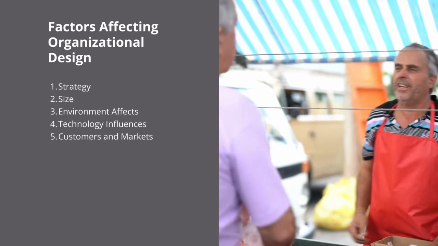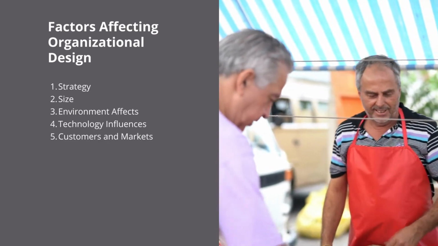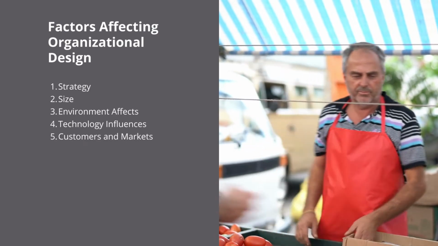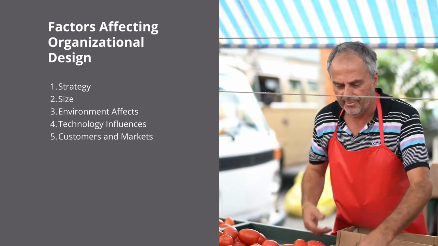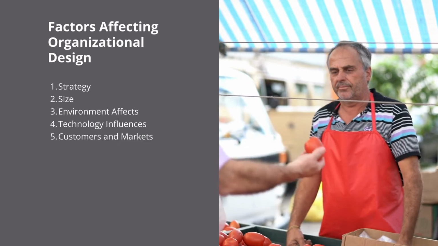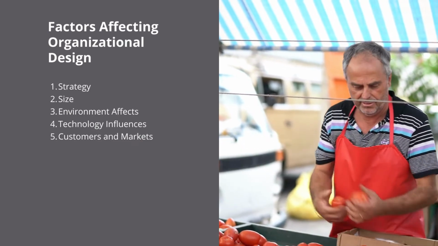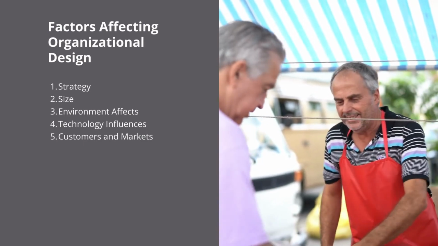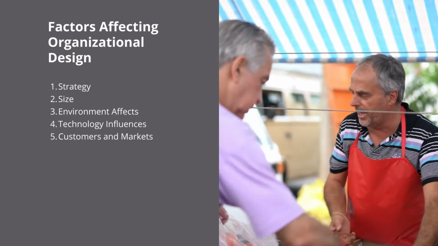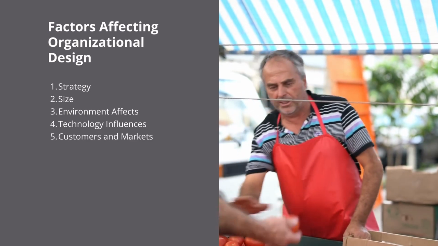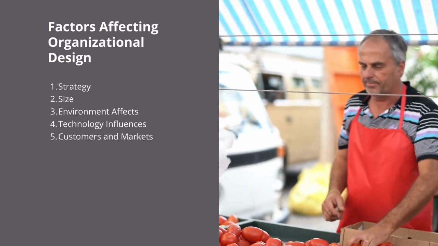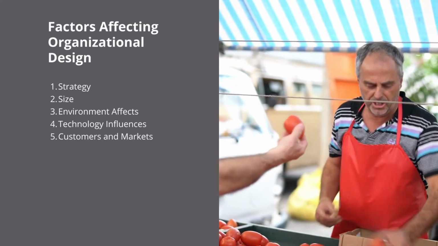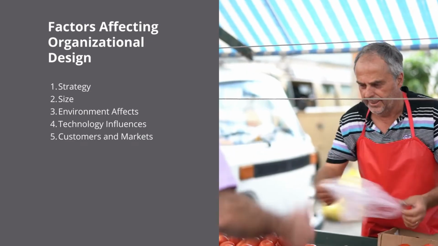Number five, customers and market. In a customer responsive environment, this will be one of the key determining factors of structure. The organization structure is also influenced by the type of market and customers it serves. Like banks, the post office, and other organizations that serve a wide range of clients in numerous locations. The organization will need a number of branch offices.